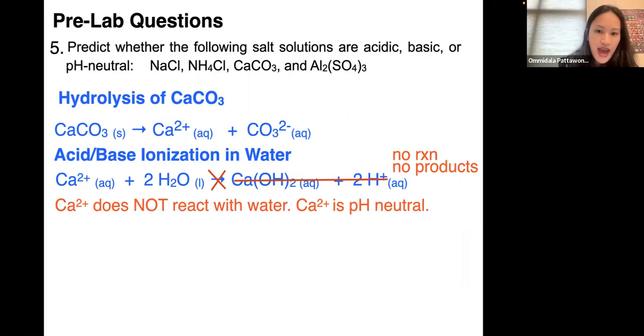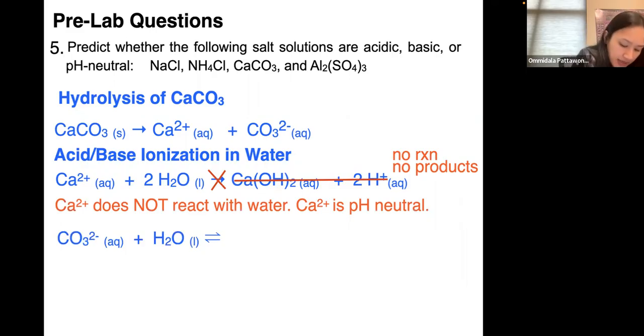What about the second one? We have carbonate as well. You're going to do the same thing: react carbonate with water. Again, if I write this out in terms of each component in water, it would be proton and hydroxide, right?